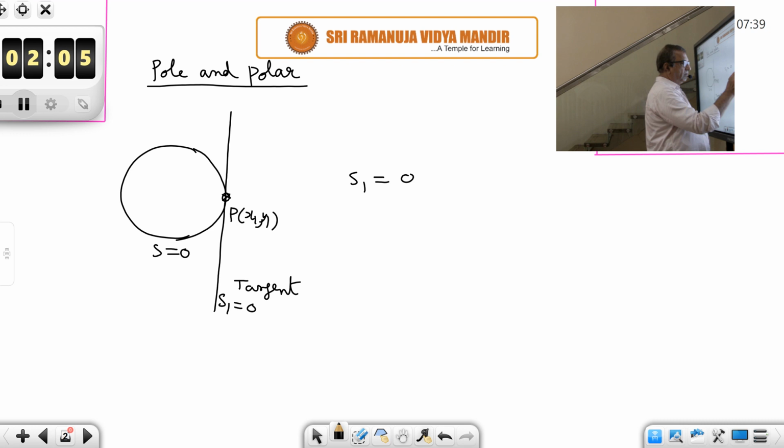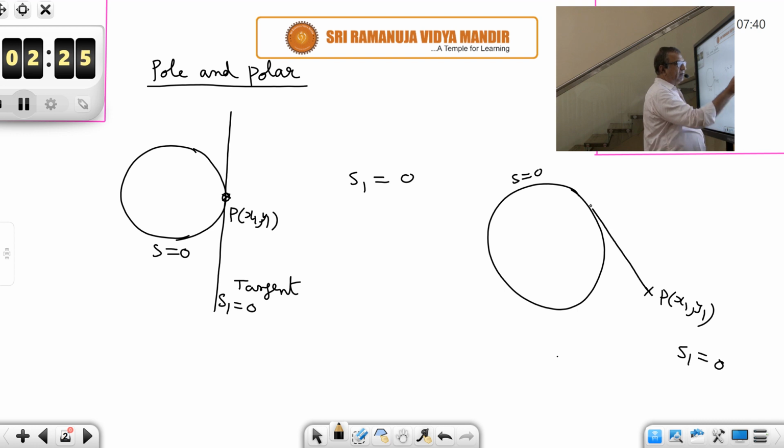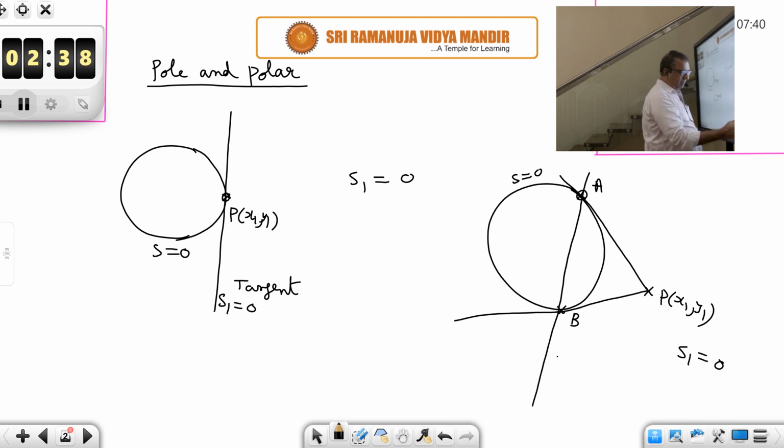Now, suppose S equal to 0 is a circle and P(x1, y1) is a point outside the circle. Then we can write S1 equal to 0 for an outside point also. But it is not the tangent. S1 equal to 0 is the chord of contact. These two tangents touch the circle at A and B. Then the chord of contact is S1 equal to 0. This we have proved already.